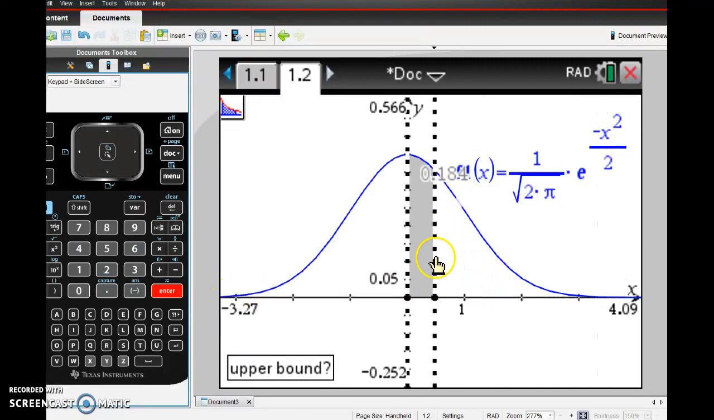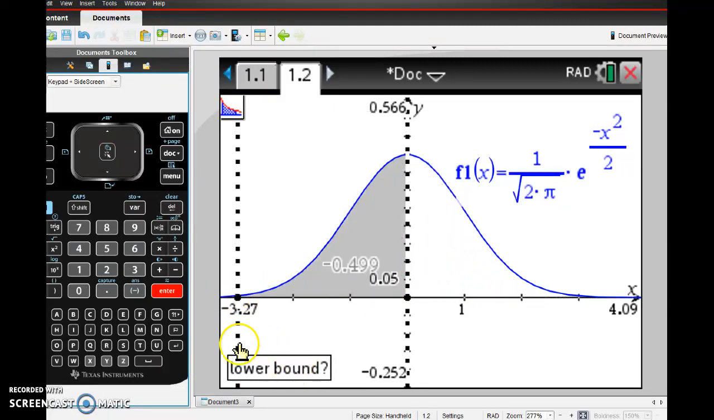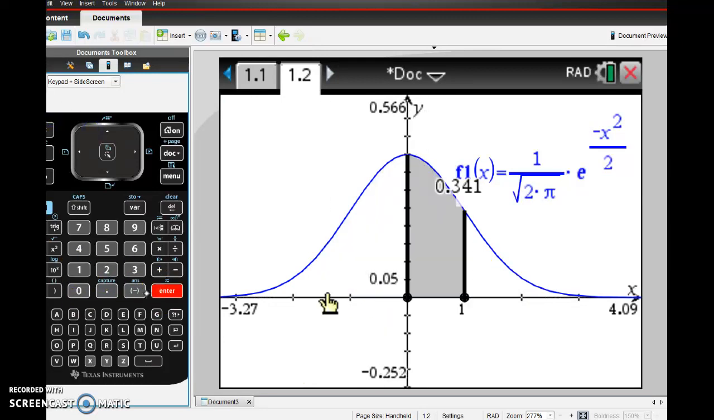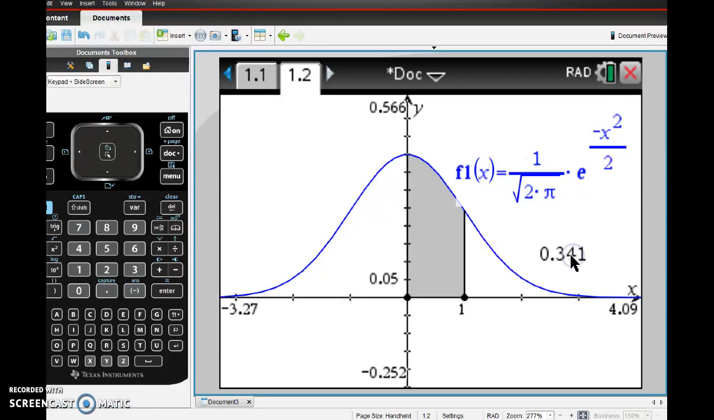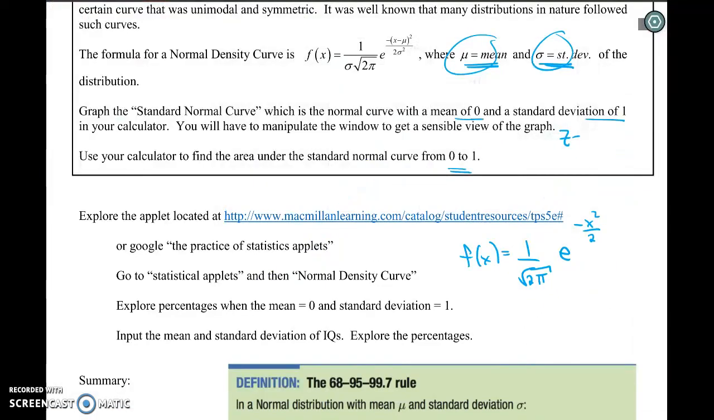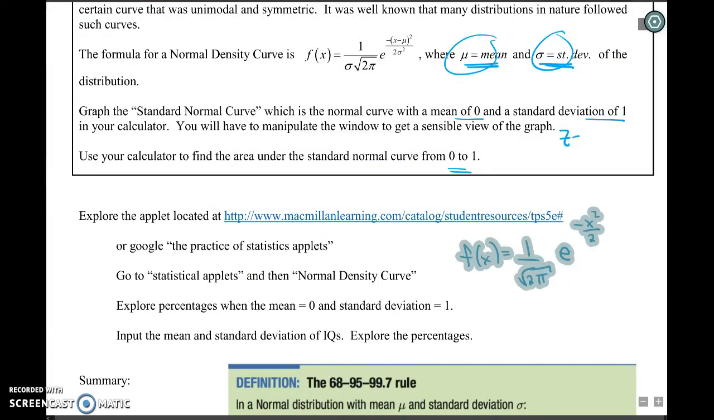So it looks like it's working, but for the upper bound, I'm just going to put in another 1 here, 1. So about 0.34, and we can get more accurate if we click on that thing and hit the plus button, get more accuracy, but about 0.341. So if I wanted to write that mathematically, this is a z distribution. The probability that z is between 0 and 1 is 0.341.